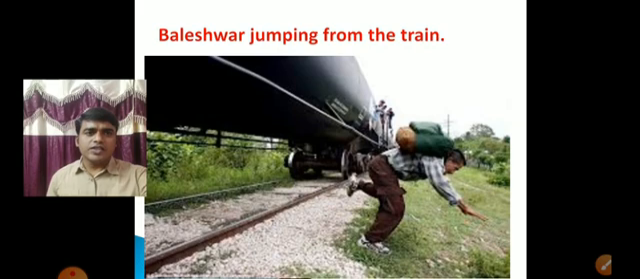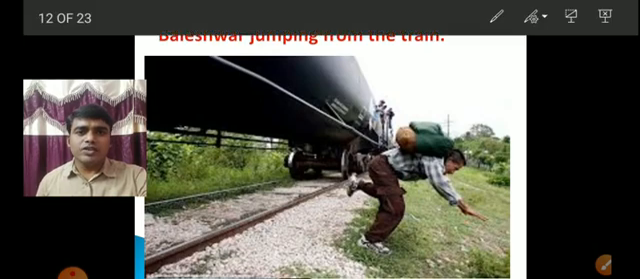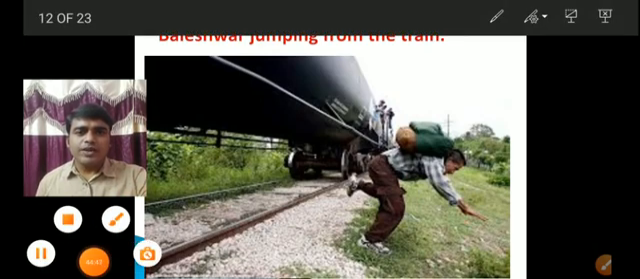Got it? See here. It's an imaginary picture, children. It is not Baleshwar. It's an imaginary picture of the guy who jumped from the moving train. Got it? Yes. Then he started to run towards Roma Talreja. Got it? Yes.